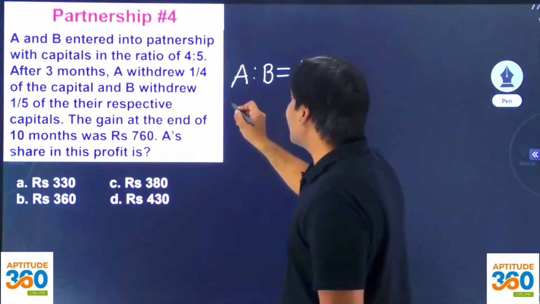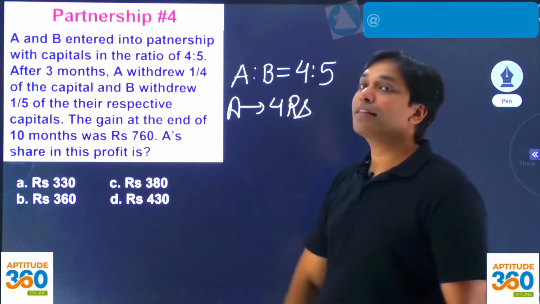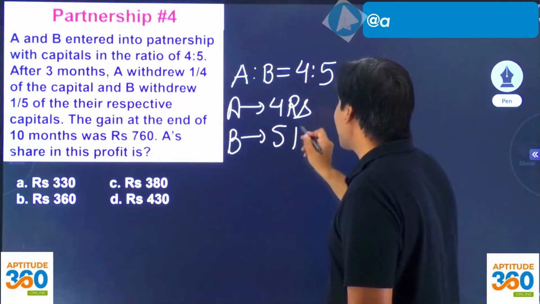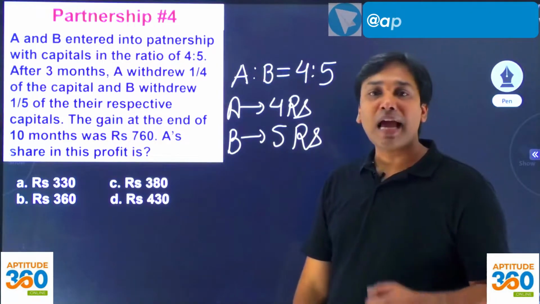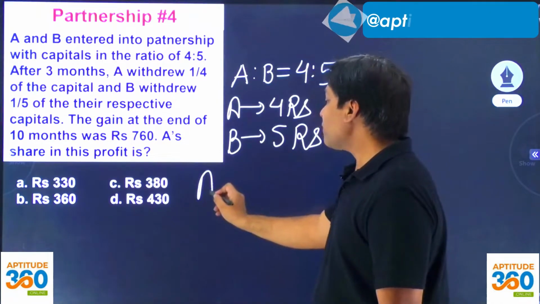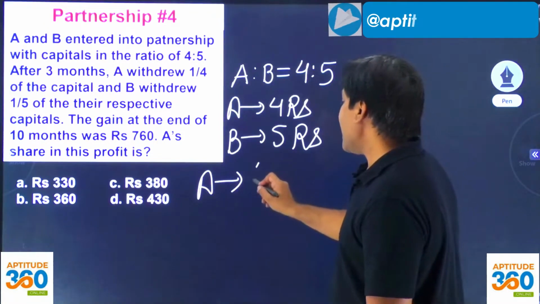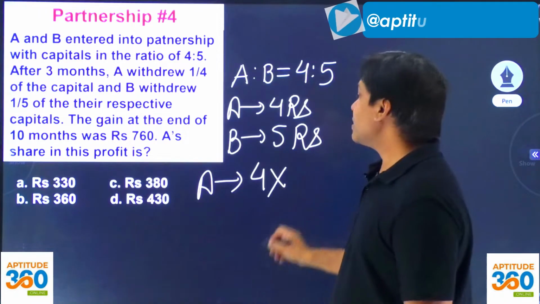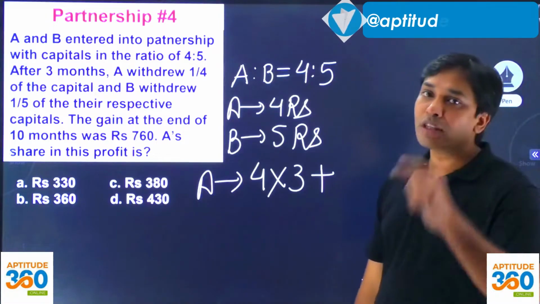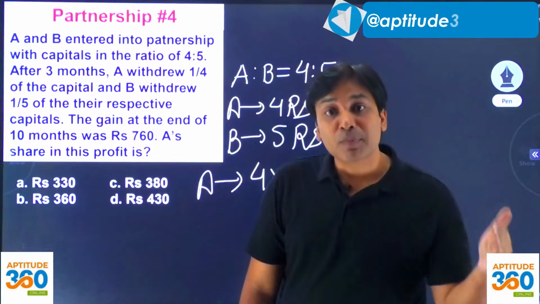तो मैं क्या करूंगा? मैं तो दे दूंगा A को 4 rupees. Do you understand this? मैं क्या दे दूंगा? A and B will be giving in the business. So A invests 4 rupees and B has invested 5 rupees. Now, how do we find out profit for A? Amount into time. A is there with 4 rupees in the business for the first 3 months. Is that okay? And 1/4 has been taken away. What is 1/4 of 4 rupee? 1 rupee. 1 rupee has been withdrawn by A.